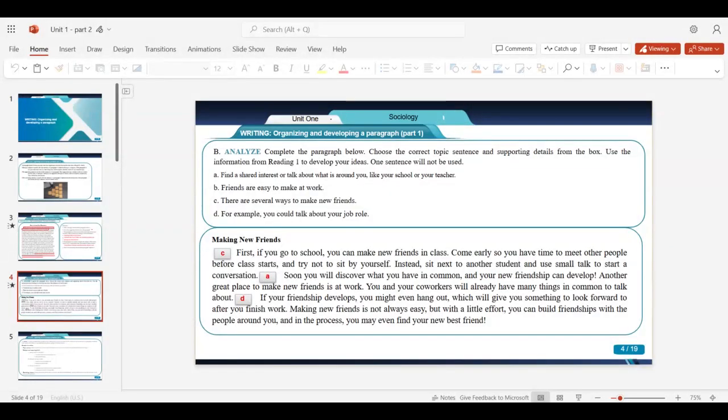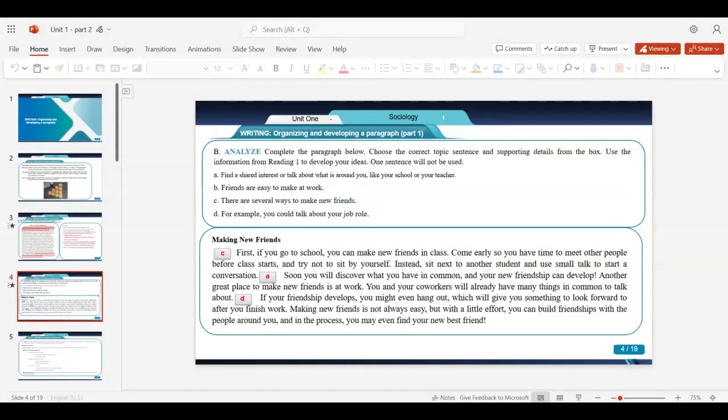So here it means we use the sentences to make the paragraph, making new friends. We start with the paragraph here. They leave the space, you can see it's an indent. Okay, so we organize it. Here we have random sentences. Now we analyze and try to write the paragraph with these sentences.